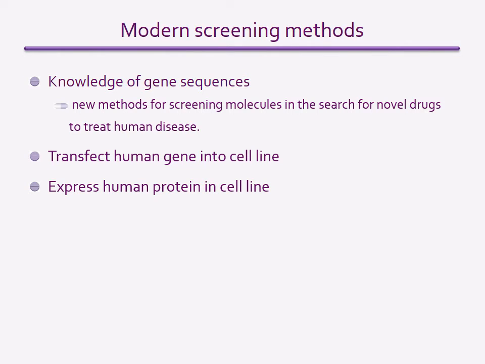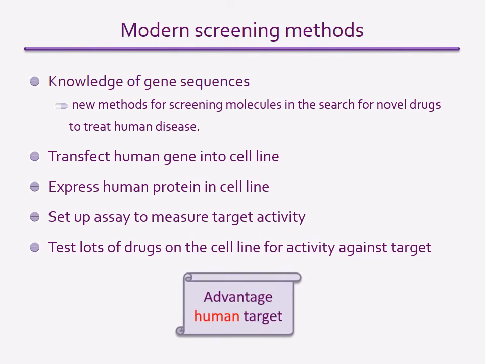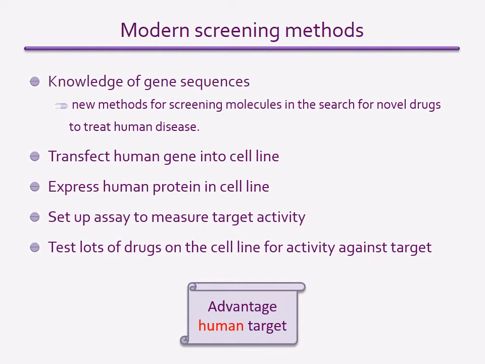The cell line can be used to set up an assay to measure the activity of the target. This makes it easy to screen the target for drugs that interact with it. The big advantage over earlier methods, which depended on animal cells and tissues, is that molecules interacting with the human form of the target can be identified early. This should increase the chances of them succeeding further down the line.